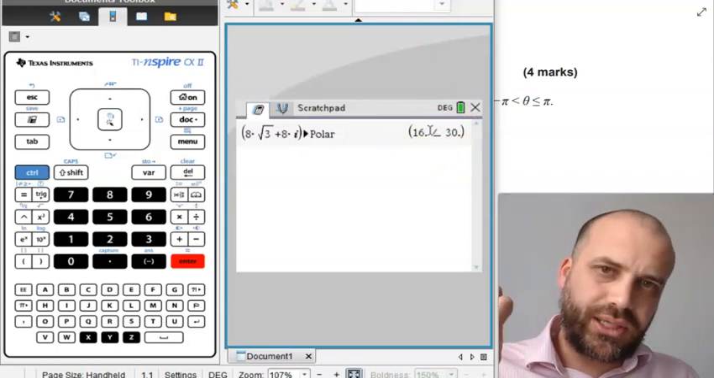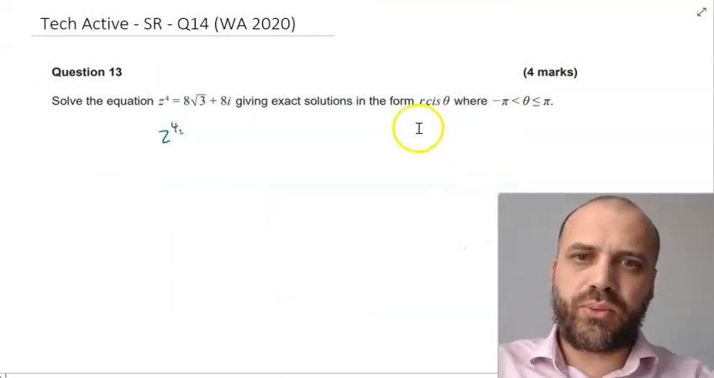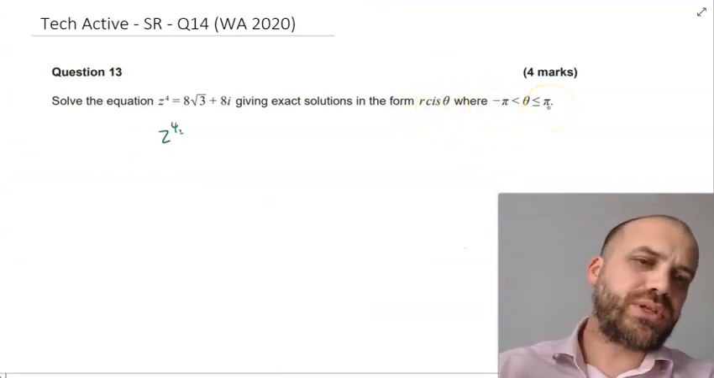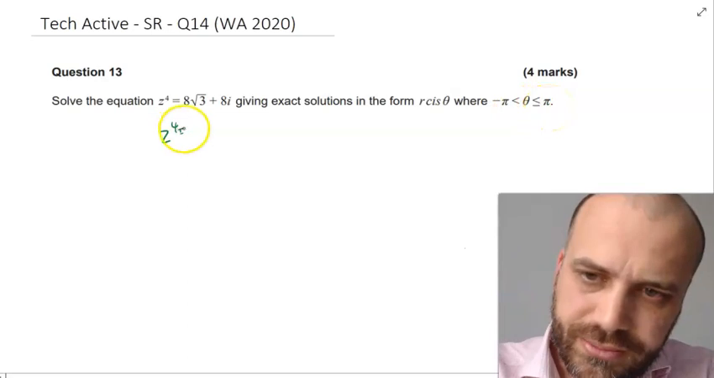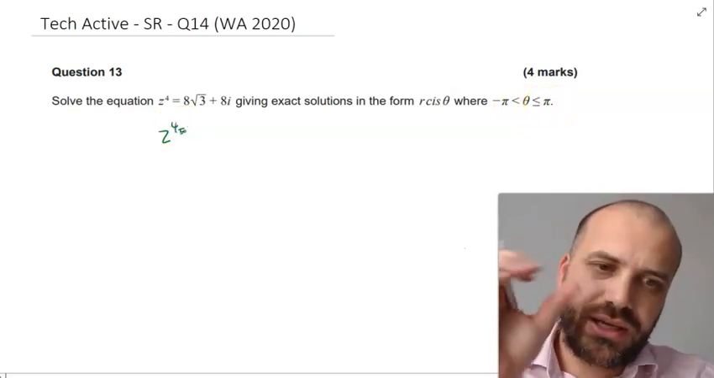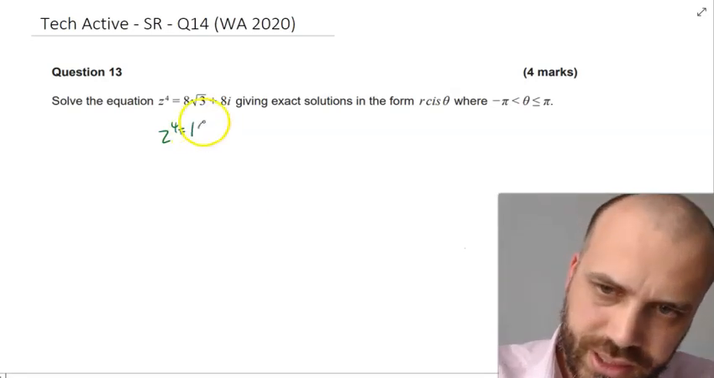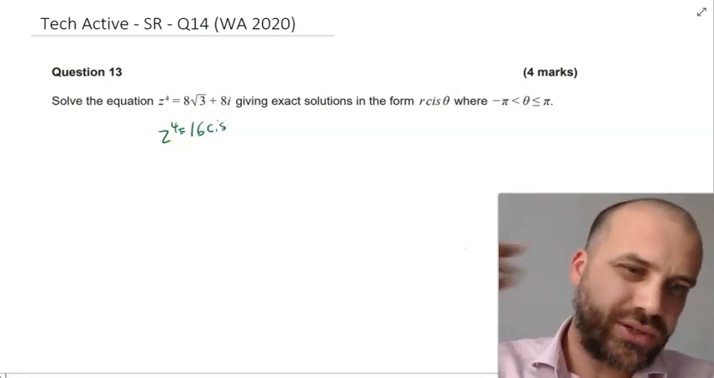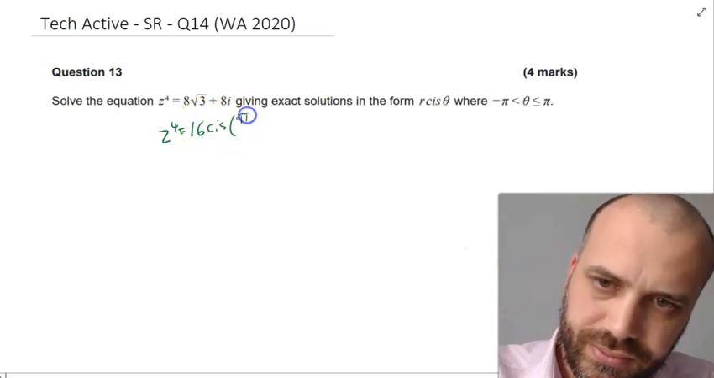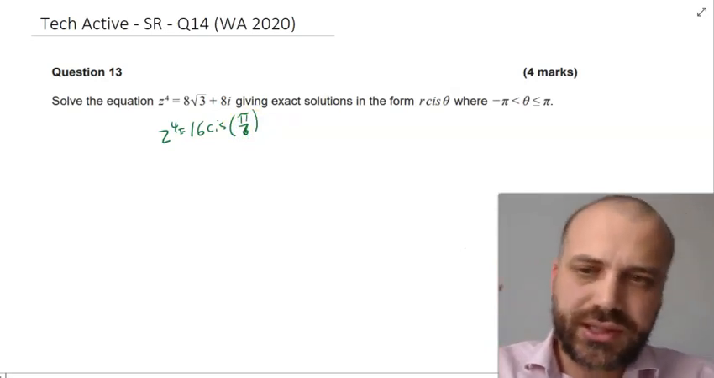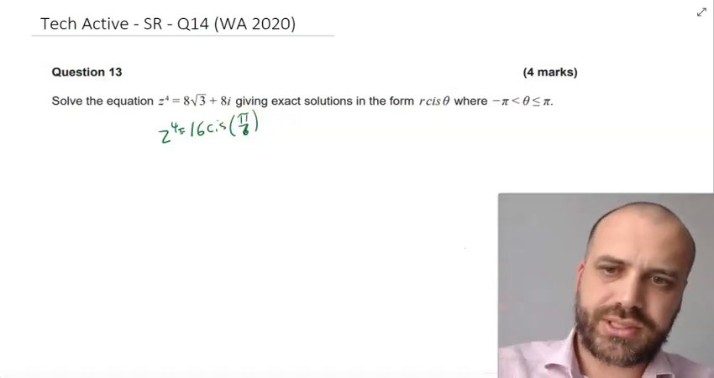Now this is where you need to be a little bit careful, right? Because we're doing this r cis theta between negative pi and pi. So we're not supposed to be working in degrees. Luckily, it's a nice degree here, 30 degrees. So we know straight away it's 16 cis, and 30 degrees is pi on 6. Okay, so z to the 4 equals 16 cis pi on 6.